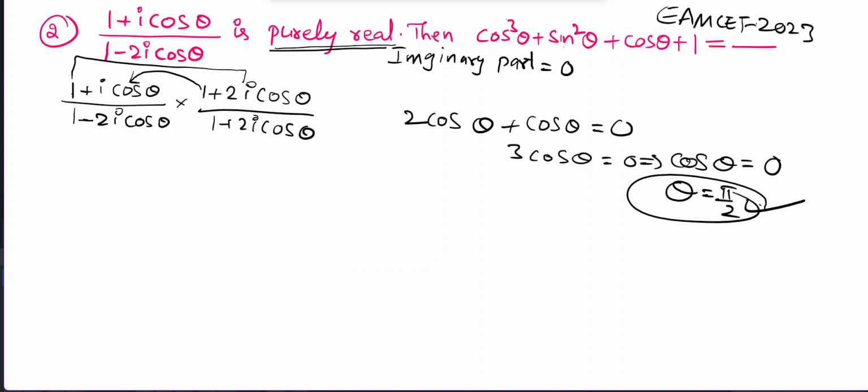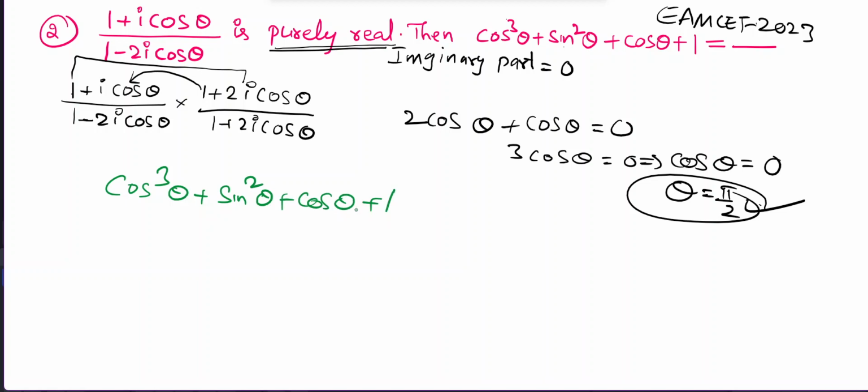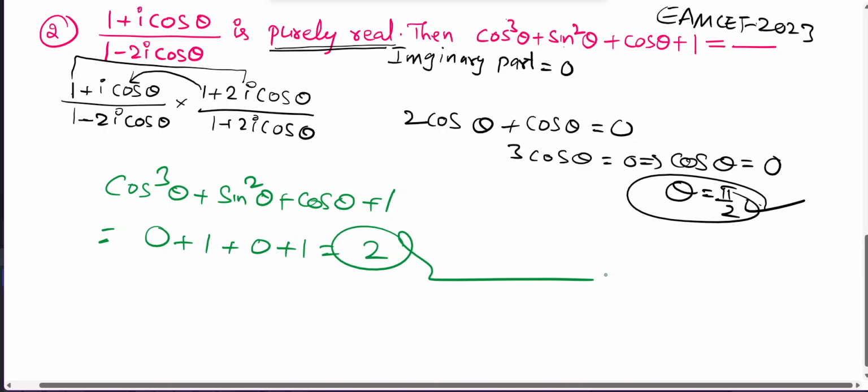Substituting the θ value, we find cos³ θ + sin² θ + cos θ + 1. Here θ is 90°, cos 90° is 0, sin 90° is 1, cos 90° is 0, plus 1. That is 0 + 1 + 0 + 1, which is equal to 2.